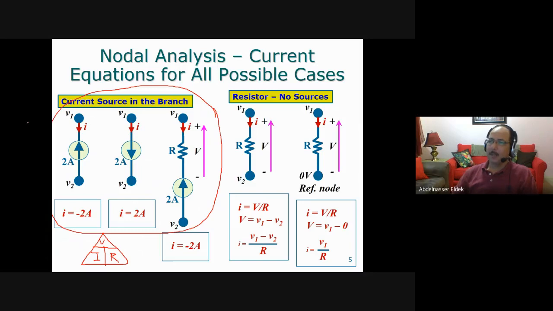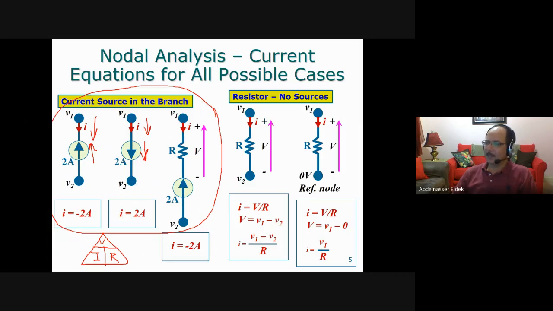For example, look at I. This current I is moving in this direction, while the current source is moving in the opposite direction. So I equals -2 in this case. Let's look at the second example. I is moving in this direction, and the current source is in the same direction. Then I equals +2. Very easy. If you have a current source, this is how it works.